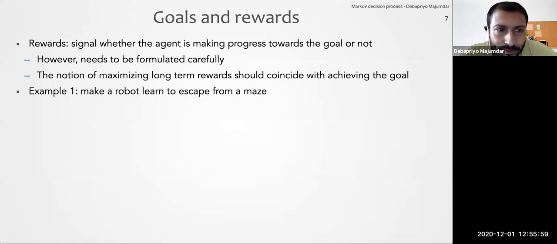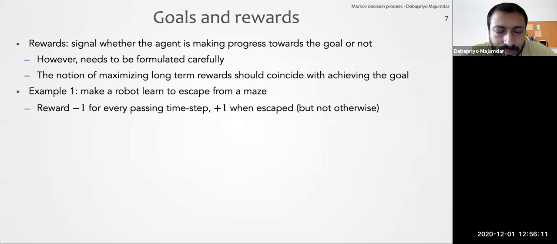So let's say example one, make a robot learn to escape from a maze. If that is your goal, then there is actually no sub goal. So the reward should be, let's say, -1 for every passing time step. Let's say every minute goes by and you don't escape, you get a -1. But the reward is something positive when you have actually finished what you wanted to, right? So you could escape the maze.